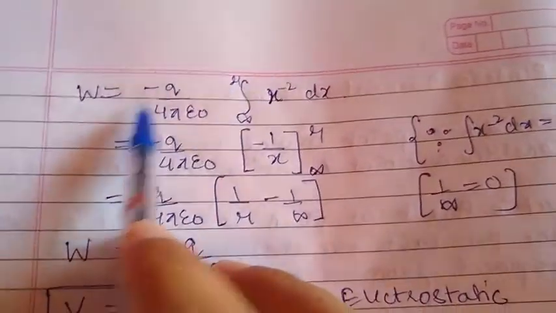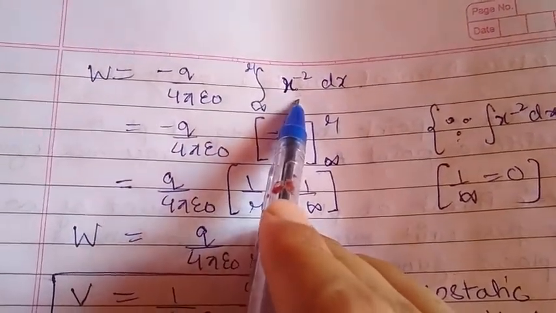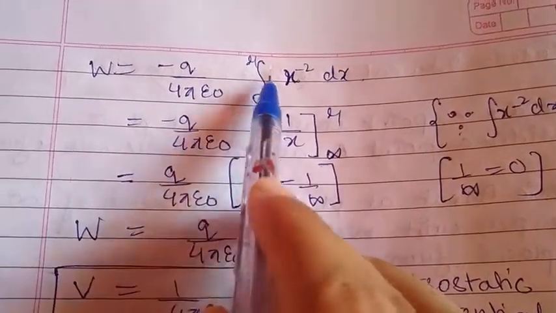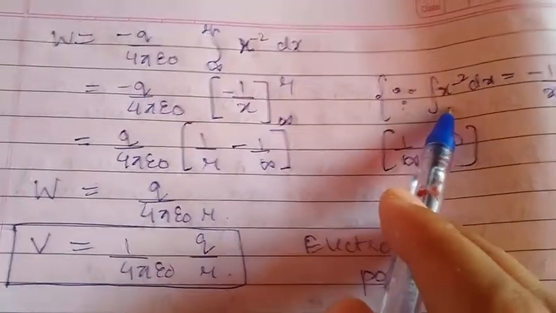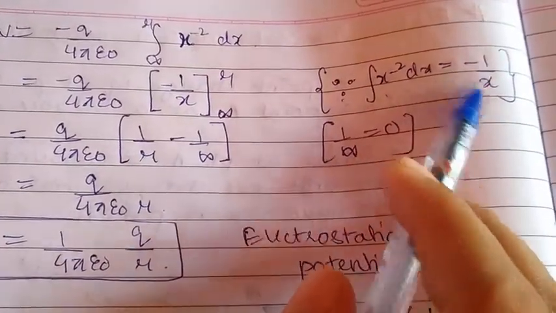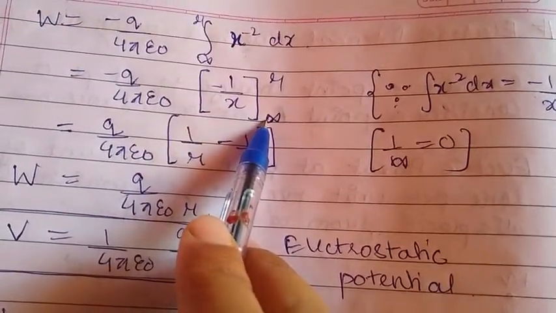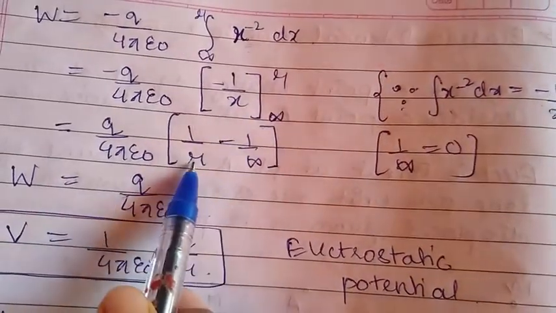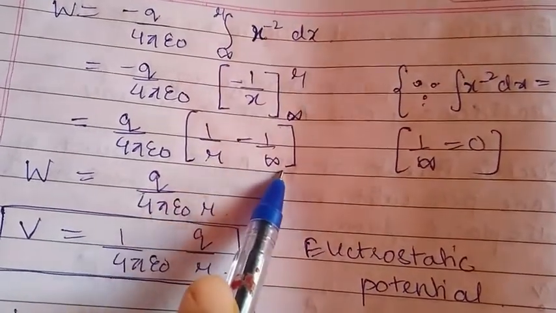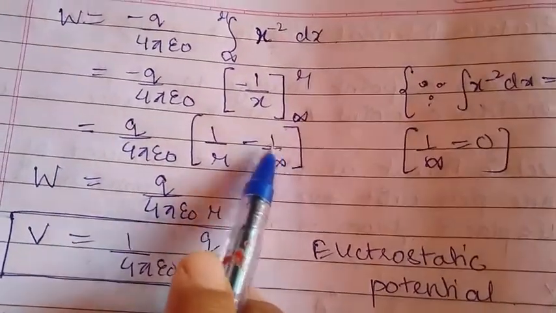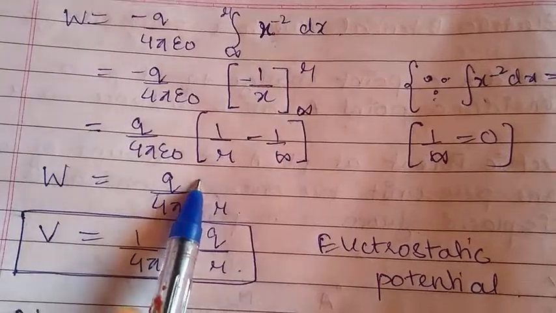So the work done is the integration of x raised to minus 2 dx from infinity to r. Infinity and r are the upper and lower limits. As you know, integration of x raised to minus 2 is minus 1 by x. So we can write minus 1 by x here, and substituting the limits, infinity and r, you will get this equation. It is upper limit minus lower limit. As all of you know, 1 upon infinity is equal to 0. So this term goes out and you have 1 upon 4 pi epsilon naught q by r.